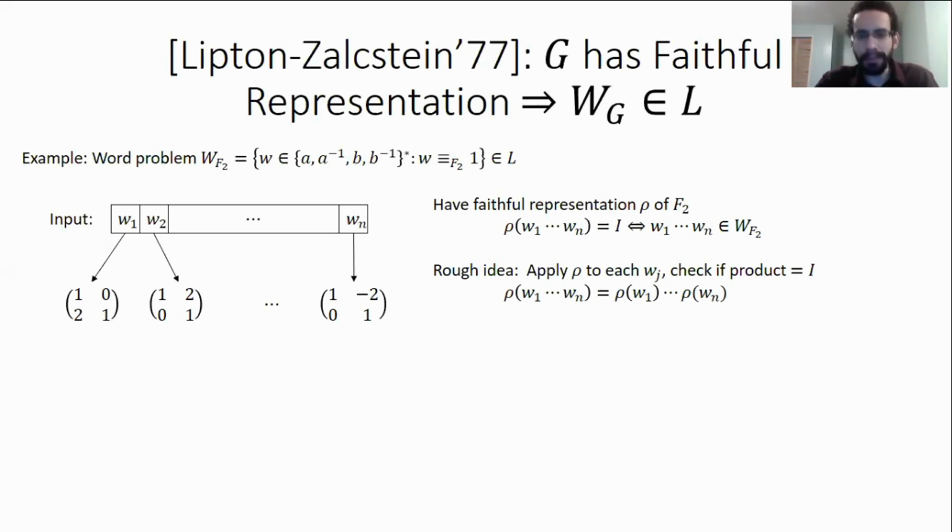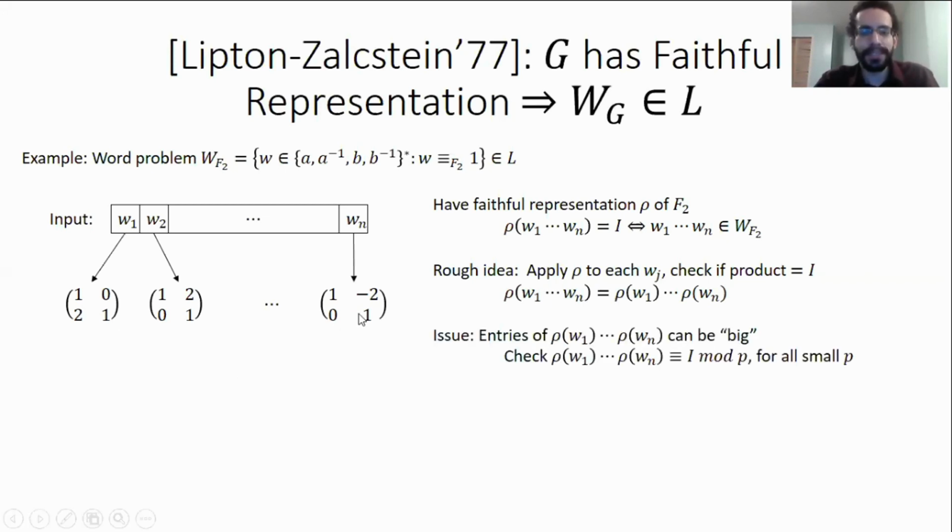However, there's a problem with using this obvious idea in log space. Namely, the product of a sequence of matrices like this may be a matrix whose entries are very big numbers. And so instead, we're simply going to check, is the product of this sequence of matrices congruent to the identity matrix mod P for all small numbers P, where here congruent mod P is meant element-wise. The correctness of this algorithm follows immediately from the Chinese remainder theorem, and the fact that this algorithm only uses order log n space follows from a standard bound on the density of prime numbers. And so we have a deterministic log space algorithm that recognizes the word problem for the group F2.